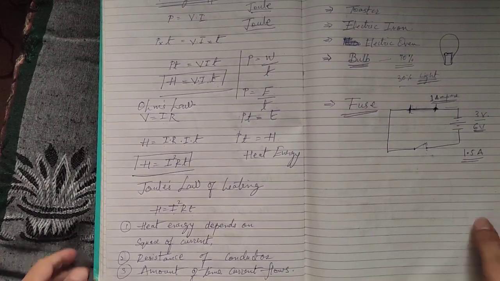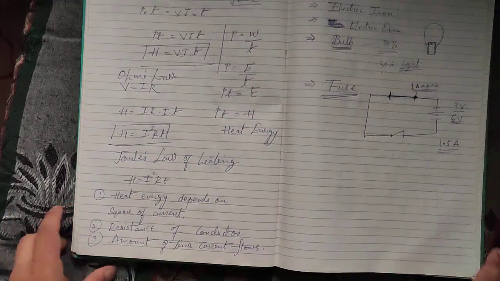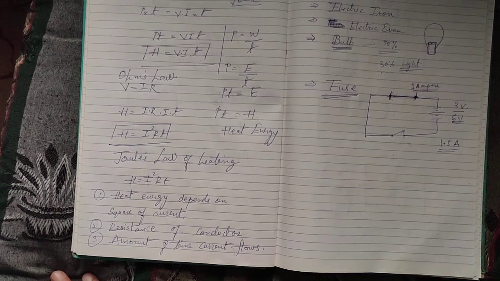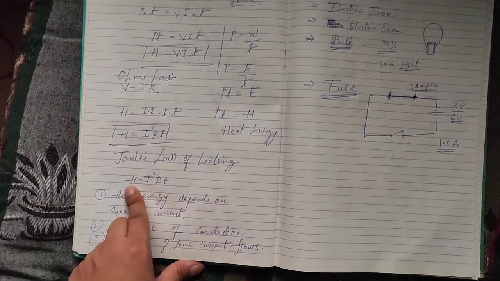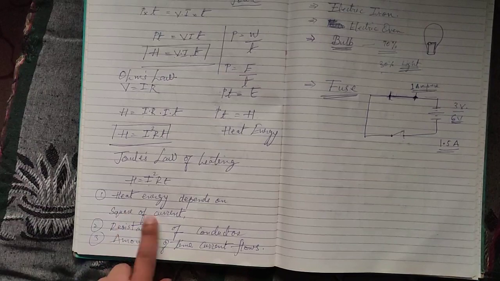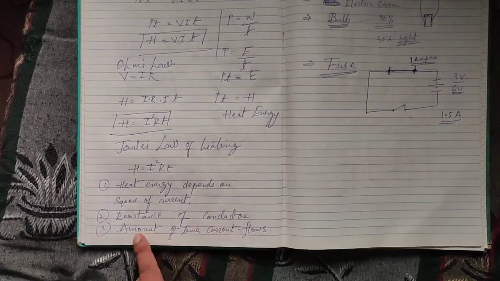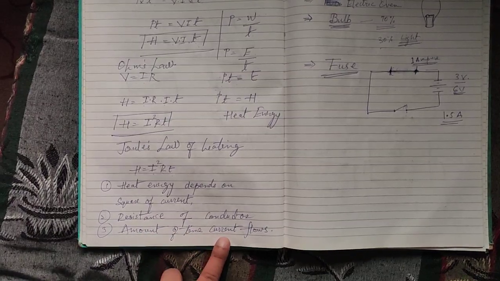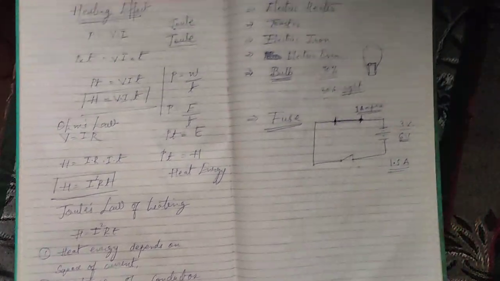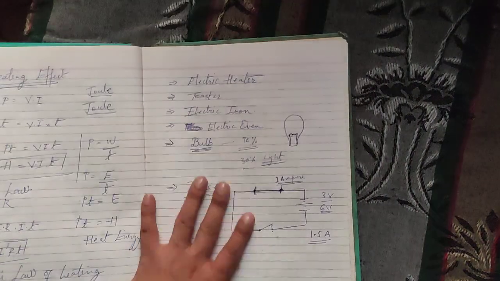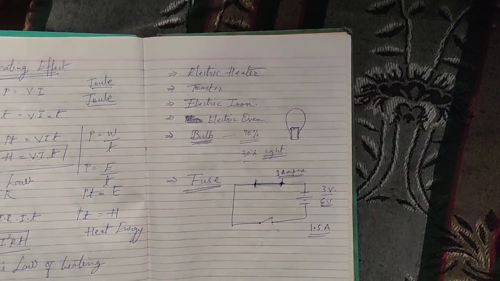Remember that. Okay. This formula suggests that heat energy generated in the conductor depends on the square of the current, it depends on the resistance of the conductor, and it depends on the amount of time the current is flowing in that conductor. So it is really very important. H is equal to I square RT.